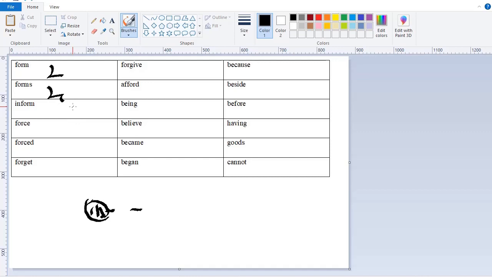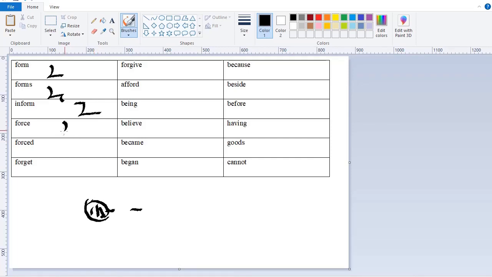Oh, I'm sorry, wrong. Inform doesn't have an S. We have N, F, M. Inform. So let's make it longer. Inform. Okay? Next, we have force.